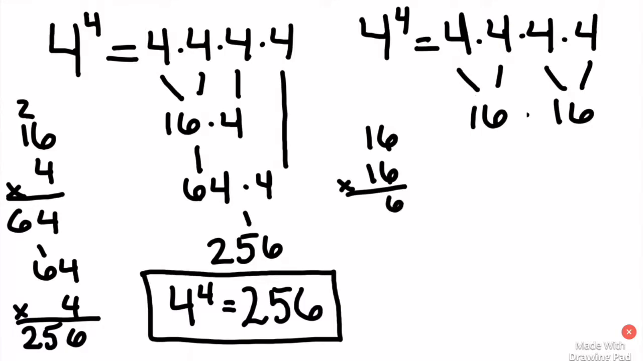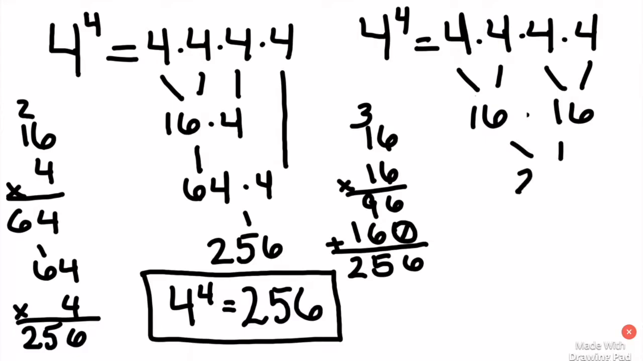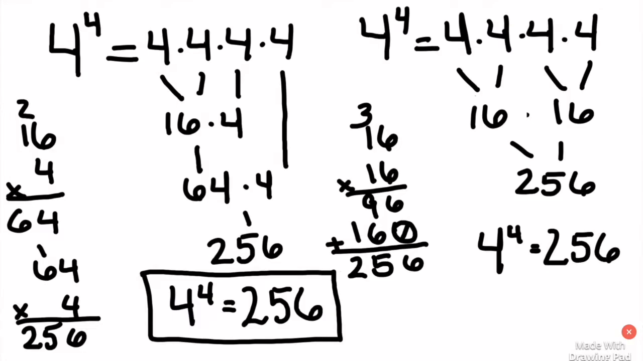6 times 6 is 36. 6 times 1 is 6 plus 3 is 9. 6 times 1 is 6, and 1 times 1 is 1. Okay, so we get 256. You get the same answer because multiplication is associative, so you could multiply them in any order.